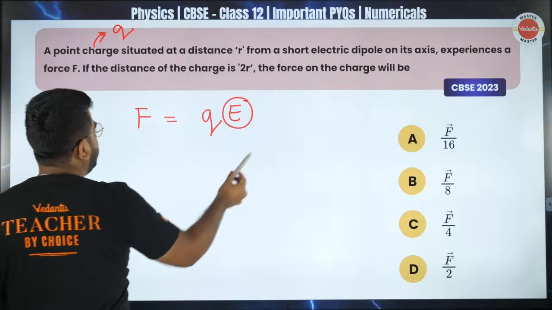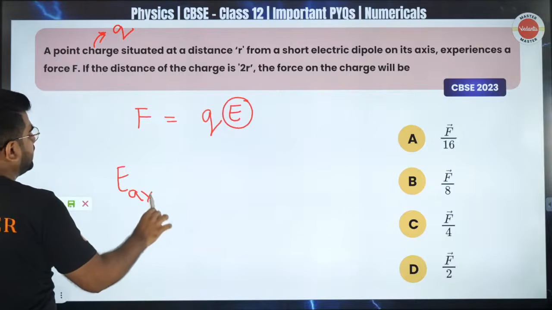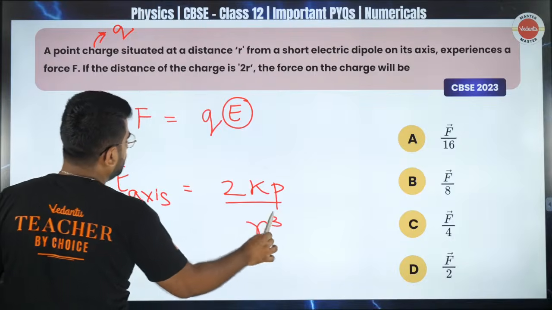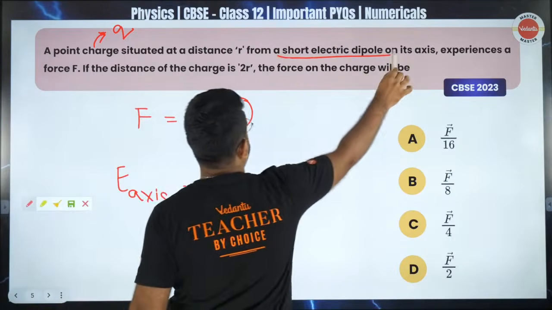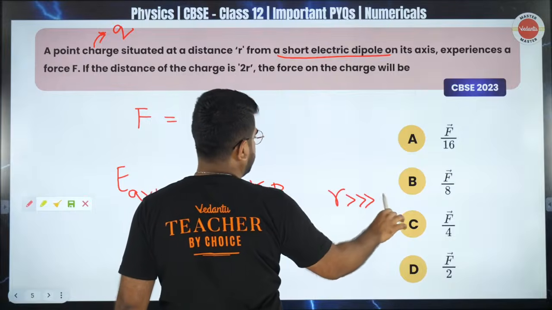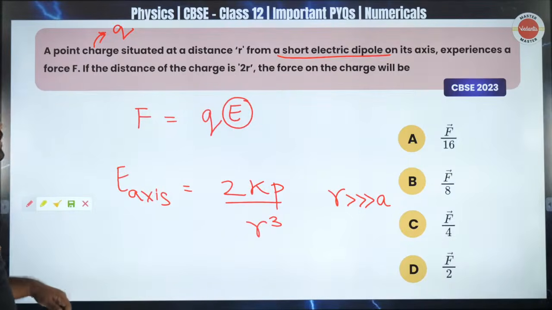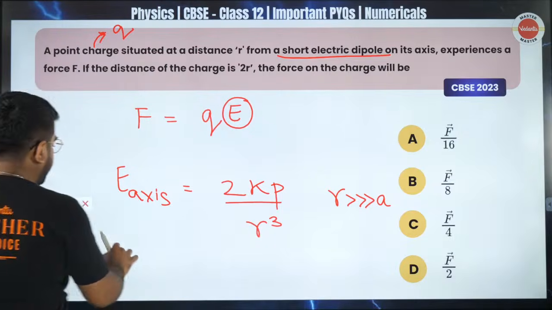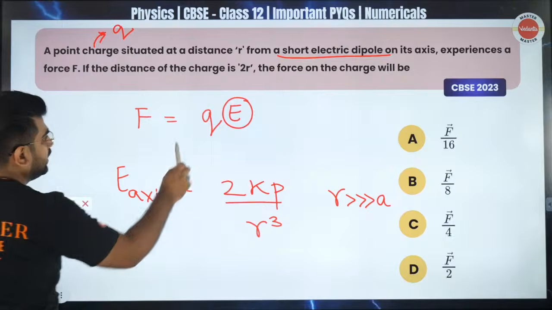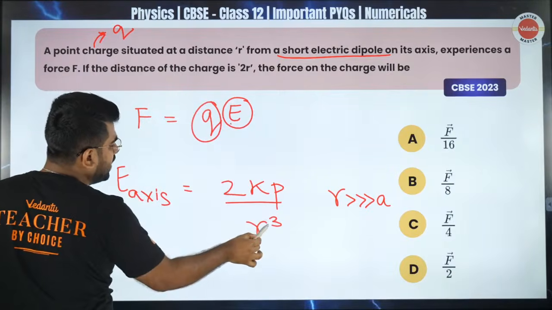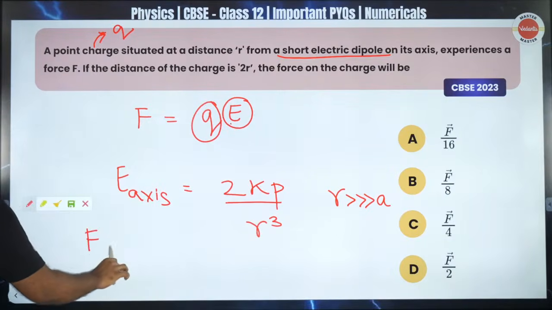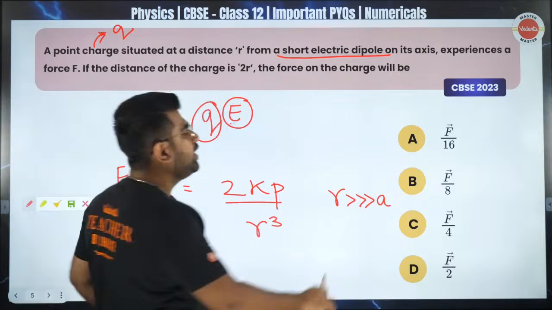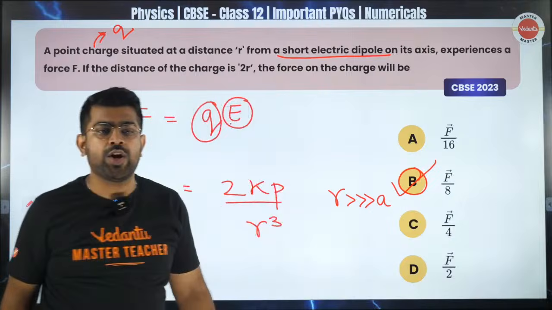What is E? E on the axis for a dipole is 2kp by r cube, because here we have a short electric dipole, so your r is much greater than a. Got it? Are you all clear? So it is 2kp by r cube. So this is constant and this is inversely proportional to r cube. So the force is inversely proportional to r cube. So if the distance becomes 2r, the answer will be F by 8. That's it. Are you all clear?